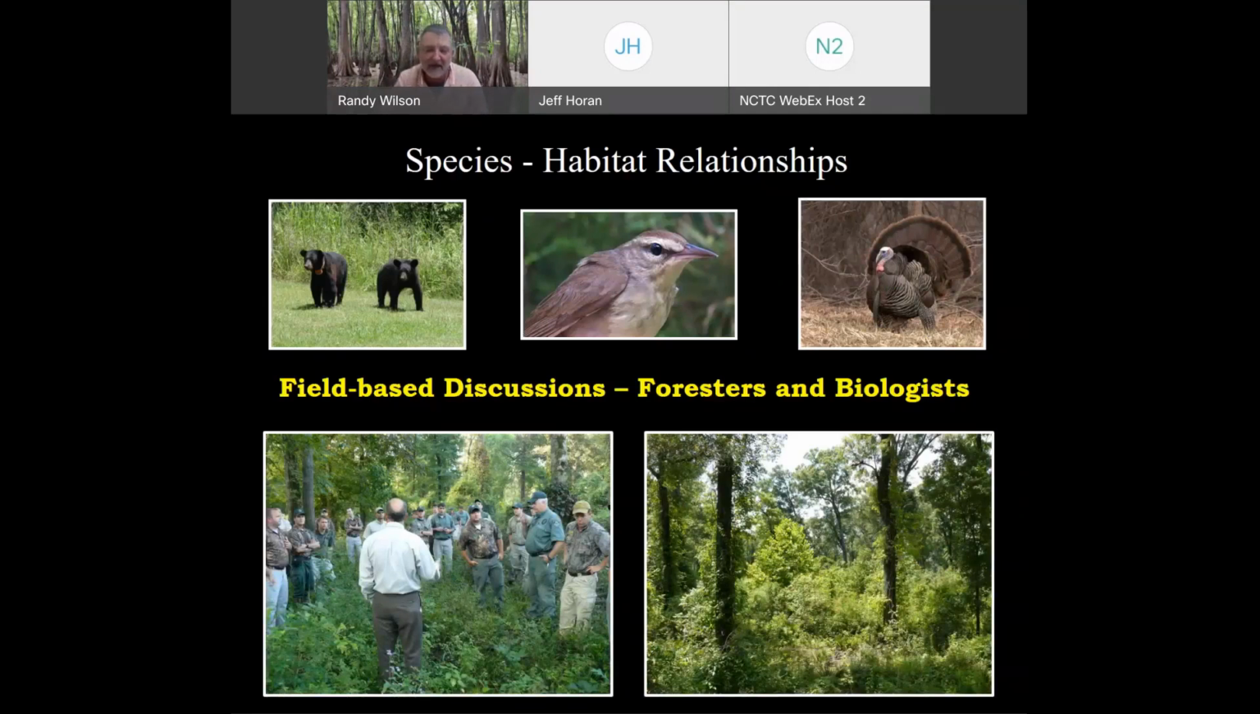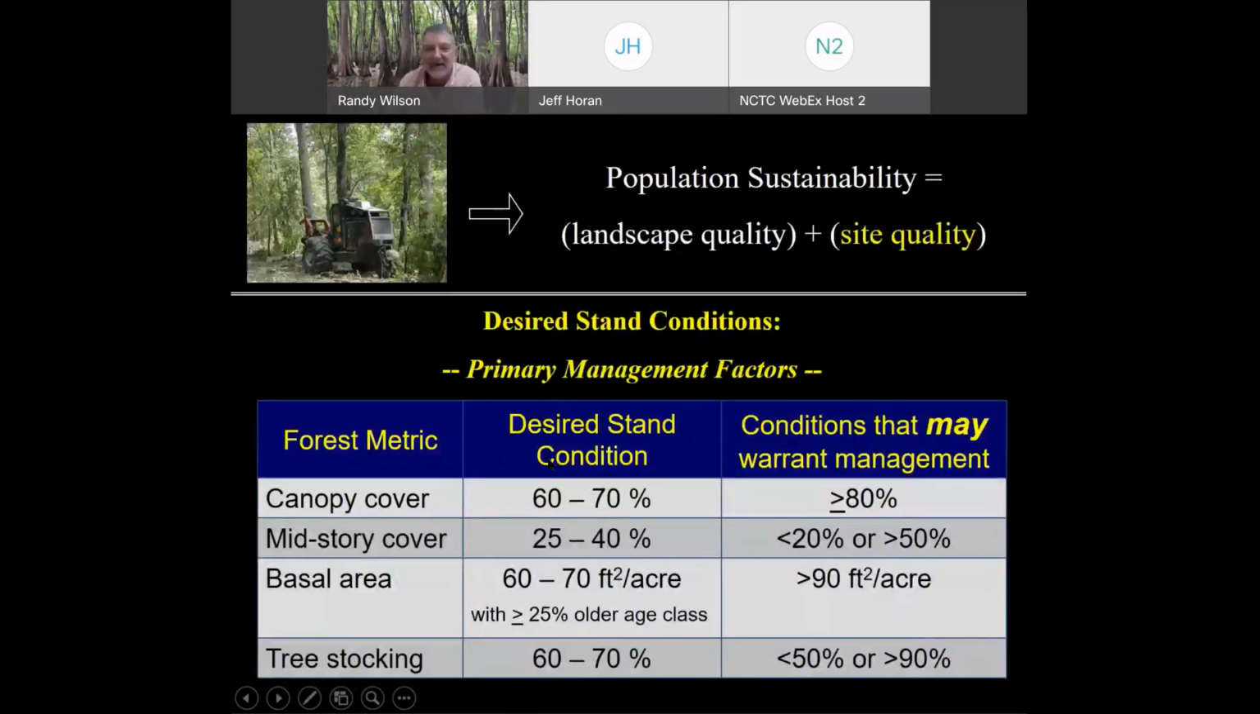It was the biologists right alongside the foresters talking about this. Here's what we think these birds and these wildlife species need. And the foresters would ask us, well, what does that look like? And we'd walk around in the woods till we found it, and we'd double check the basal areas and canopy cover values that we'd pulled from the literature to make sure that we're all on the same page. And from that, we were able to create what we called the desired stand conditions.